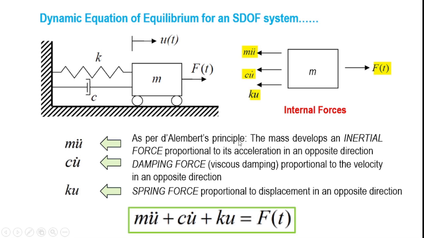What's D'Alembert's principle? It says that when a mass accelerates, it develops an inertial force. So I have written very clearly, inertial force. Remember this, inertial force. And obviously, what's the magnitude of this inertial force? That is nothing but the mass into the acceleration. So that's the magnitude. And what will be the direction? The direction of this inertial force will be opposite to the direction of motion of the body.